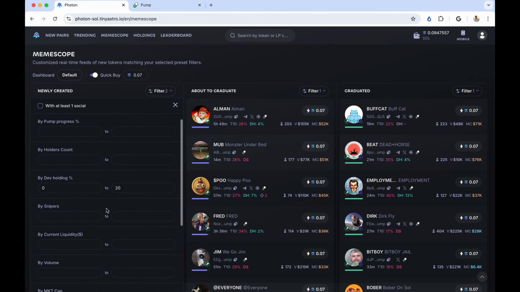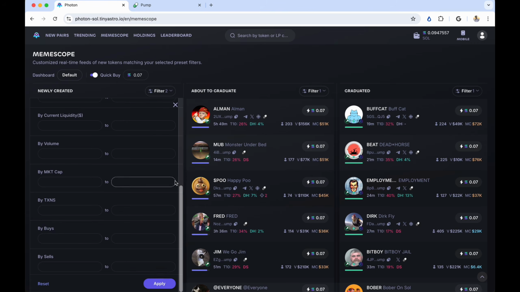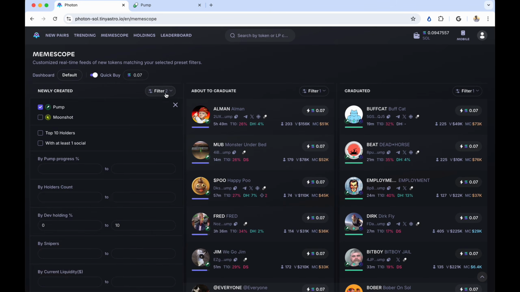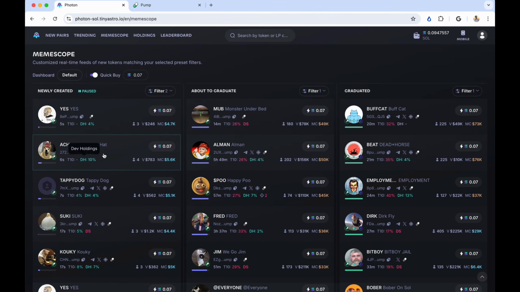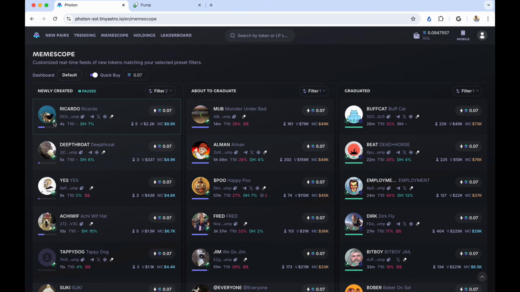I can actually put that even lower. I can do developer holding to 10. So these are going to be coins where the creator of the coin just doesn't own too much. And I think that filter can be pretty good to get you some better ones. So if I want to do that really quickly, trade one of these, we can see some of these.